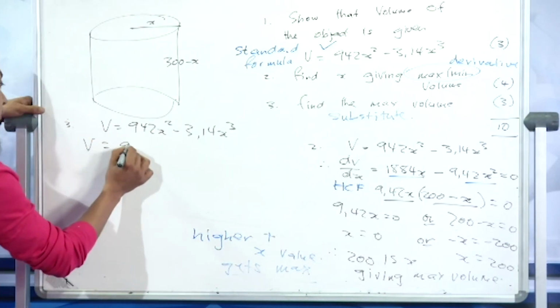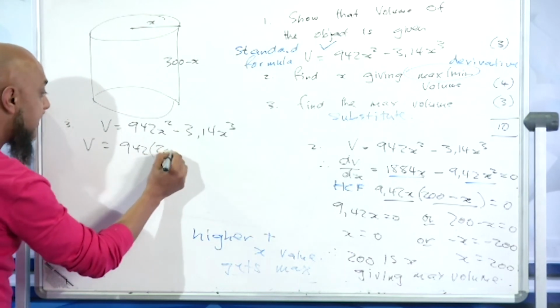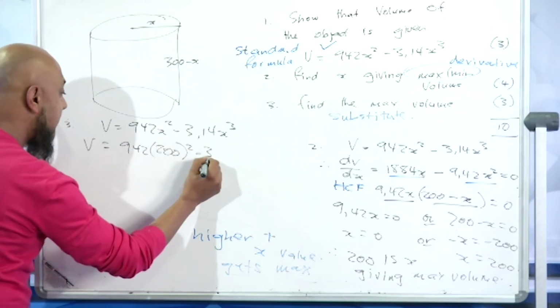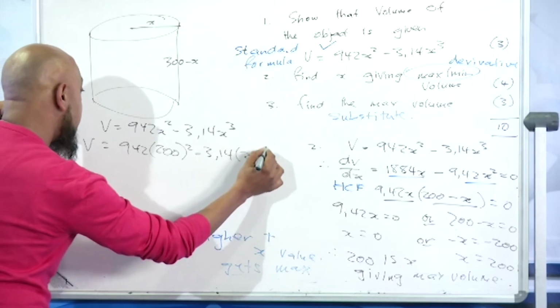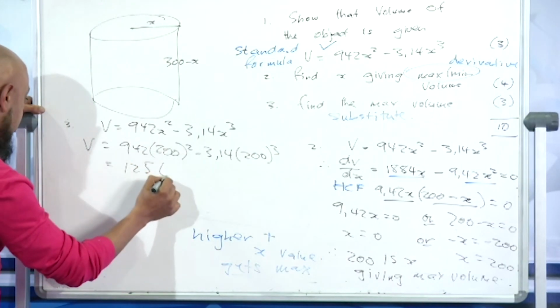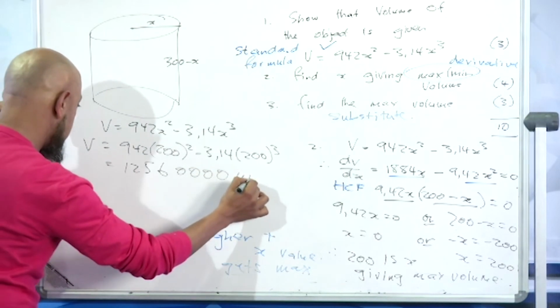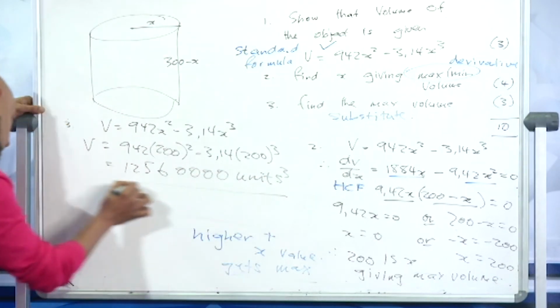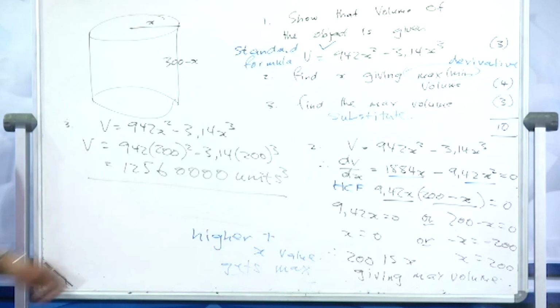So volume is equal to 942 into 200 squared minus 3,14 into 200 cubed. Your answer to this, I think it's 1256000 units cubed. That's your final answer. So you take your final answer, you plug it in, and that would give you your final result.